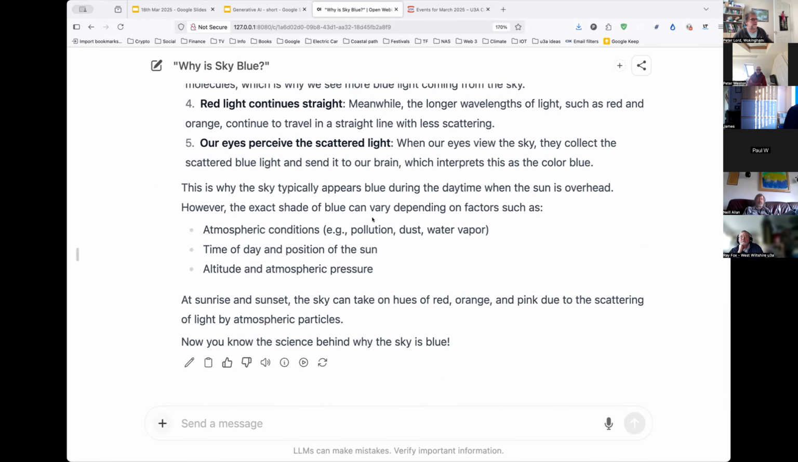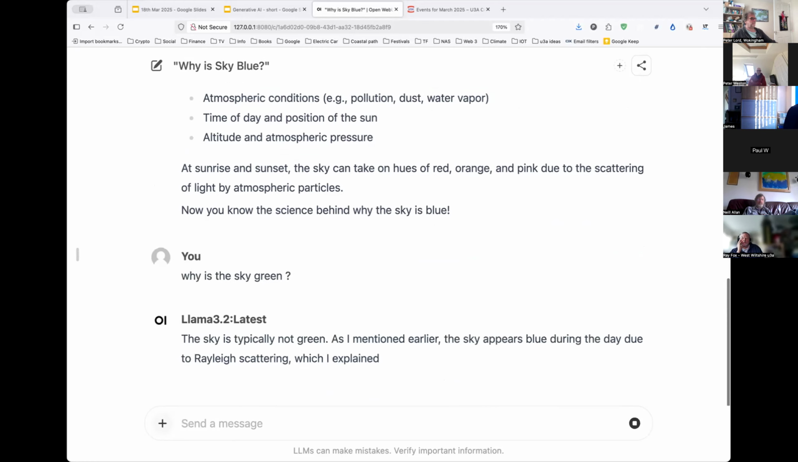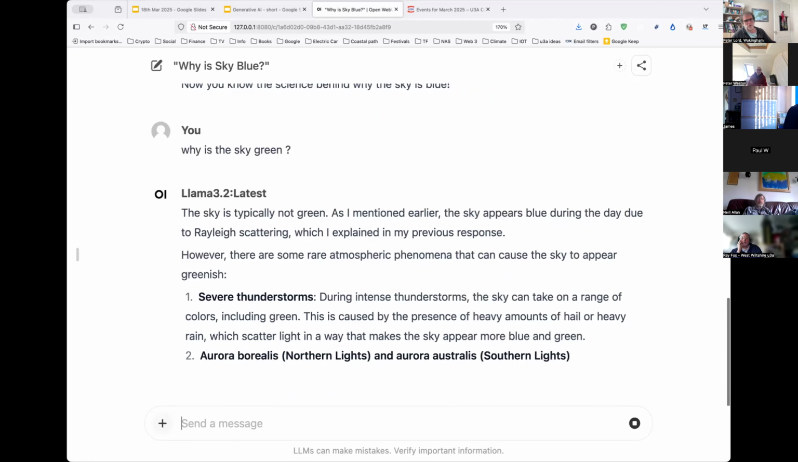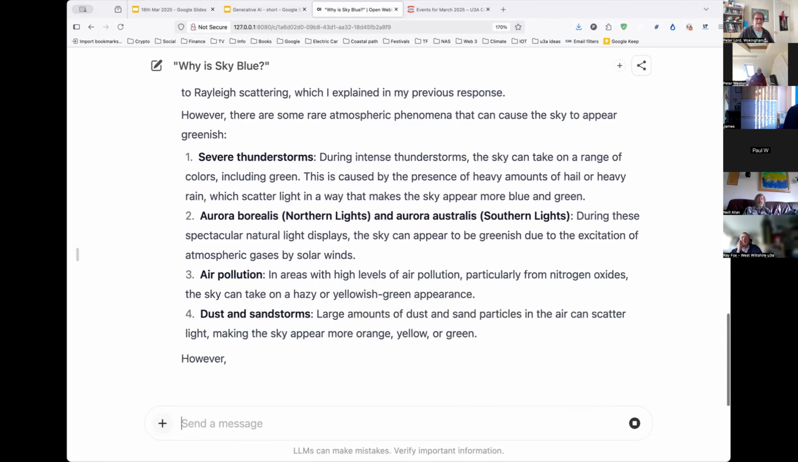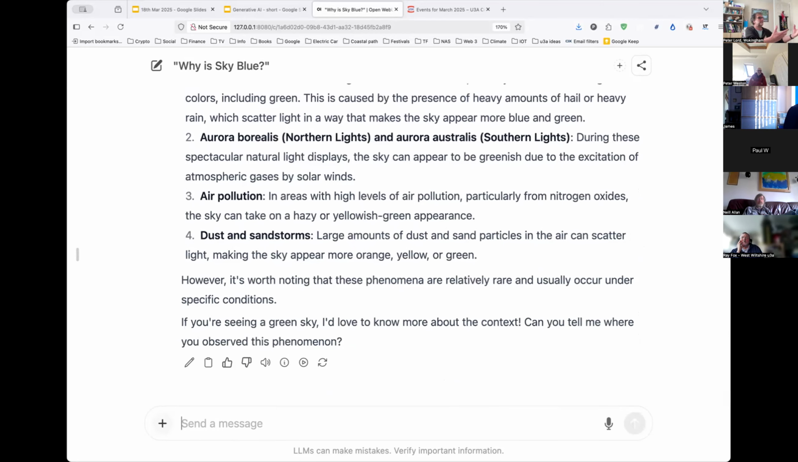This is all running locally. It's not connected to the internet. This isn't a Google search. This is a trained large language model. So let's try and fool it a bit. Why is the sky green? The sky is typically not green, so it's behaving quite well, but it's given us some examples of why the sky might be green, including northern lights.